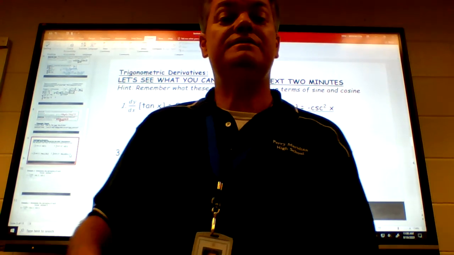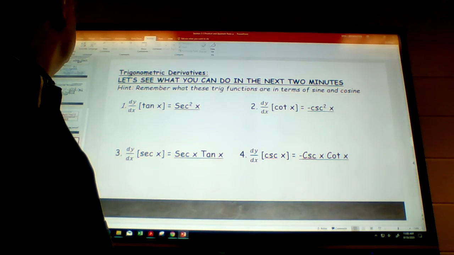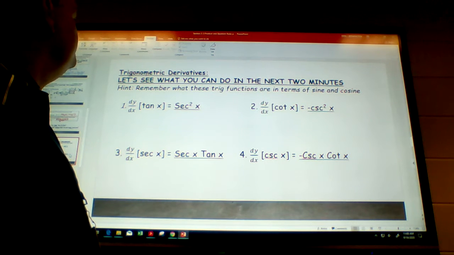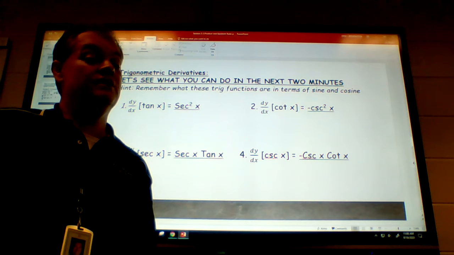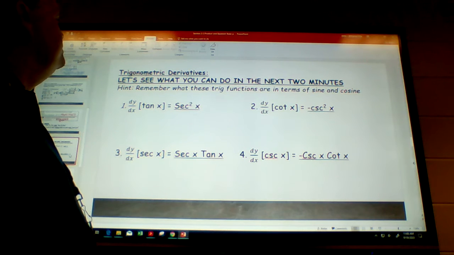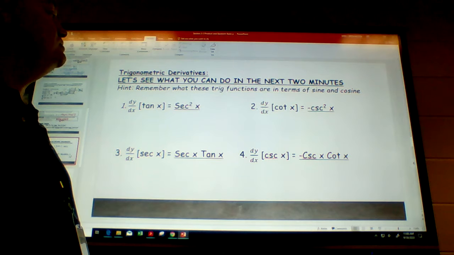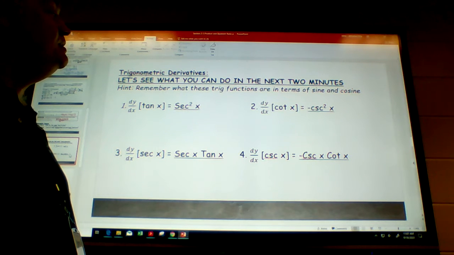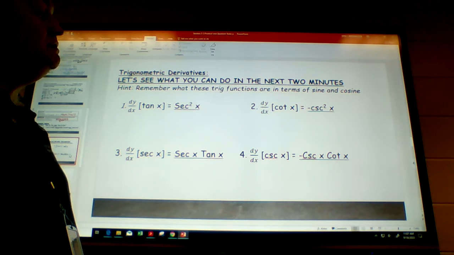Okay, let's continue on with our topic of product and quotient rule. I went ahead and typed these in for you. This will be on Saul's version of the notes, not on the original notes. The derivative of tangent of x is secant squared x. The derivative of cotangent is negative cosecant squared x. The derivative of secant x is secant x tangent x. And the derivative of cosecant x is negative cosecant cotangent x.